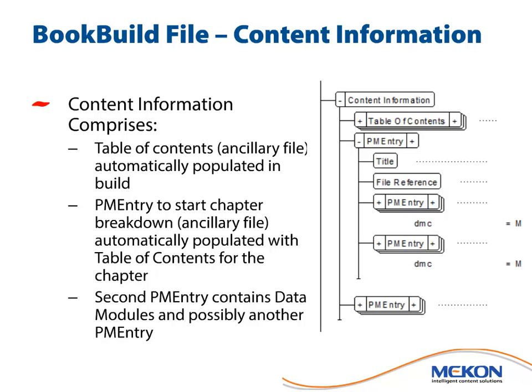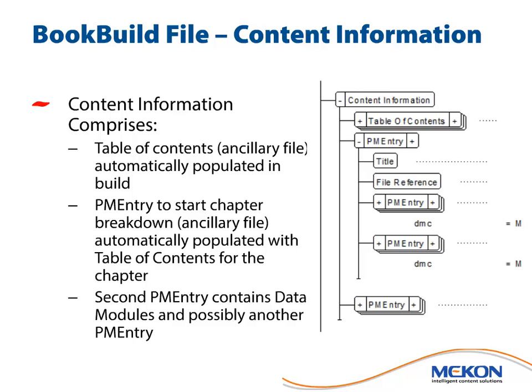This is the content information area of the BookBuild file. You can see on the right hand side there, this is the element view in the structured content window of the FrameMaker application. You can see there that what we have is a table of contents, and that has an ancillary file attached to it, and the PM entry is to start the chapter breakdown, and there will be an ancillary file in there because we want to put a table of contents on it.